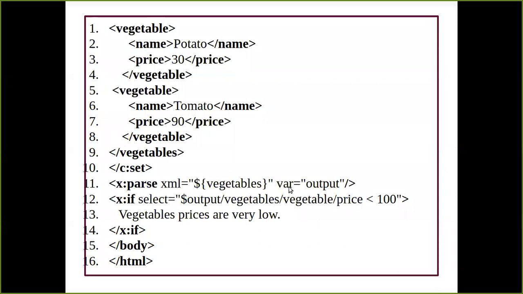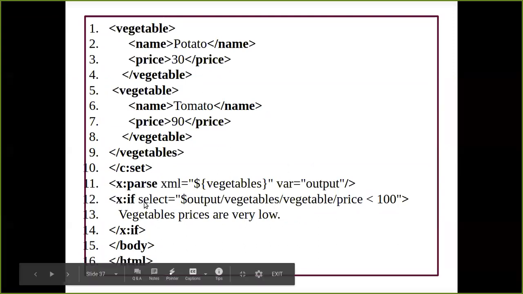Then we have the next attribute, where we can have another variable called output. We need it somewhere, so that's why we are writing an output. Now we have the condition called if condition. We have an attribute.